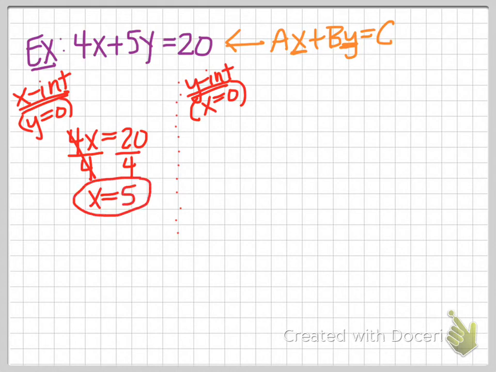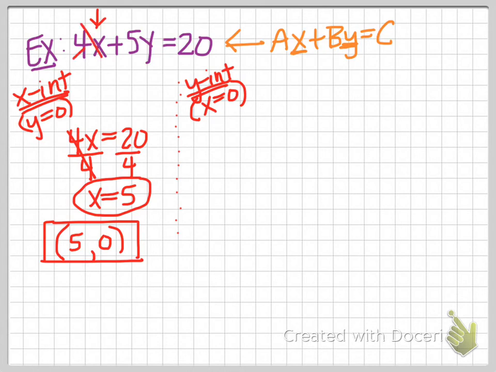There is your x-intercept. If you write that as an ordered pair, remember, as an ordered pair, the y value is 0. So you would just put the 5 where the x is. There's your x-intercept. For the y-intercept, remember, that's where x is 0. So you would put a 0 right here where x is. 4 times 0 makes that whole term disappear, right? So what you have now is 5y equals 20.